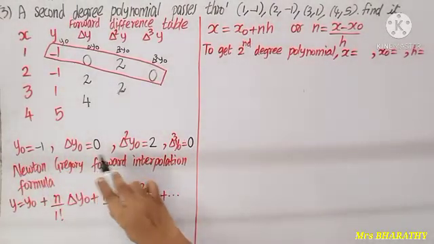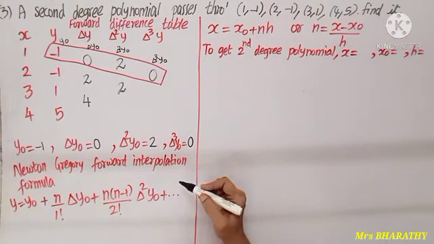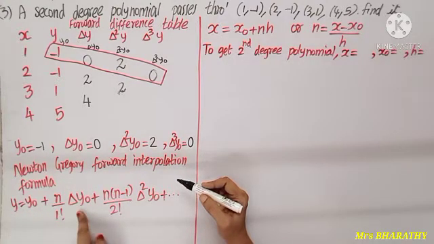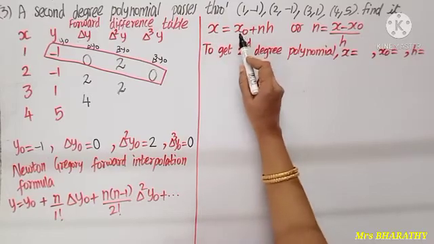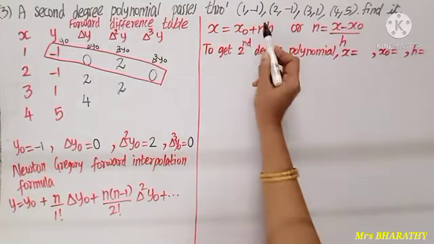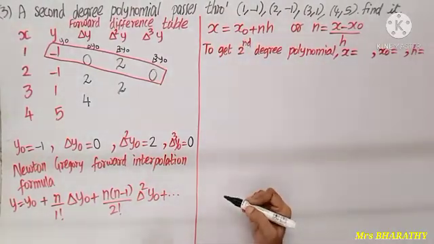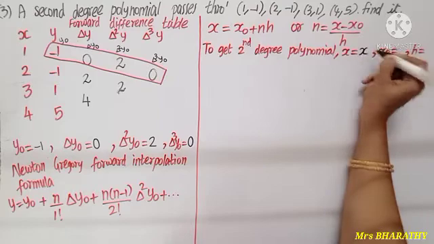Once we have found these values from the forward difference table, let us recall Gregory Newton forward interpolation formula. Y equals y0 plus n by 1 factorial del y0 plus n into n minus 1 by 2 factorial del square y0 and so on. To find n, remember x is equal to x0 plus nh, or as I rearrange, n is x minus x0 by h. To get the second degree polynomial, keep x as x itself.